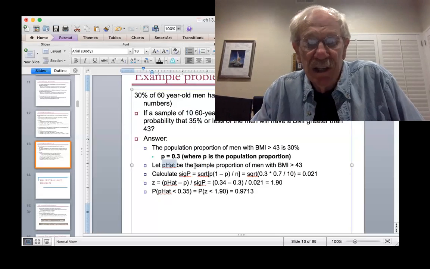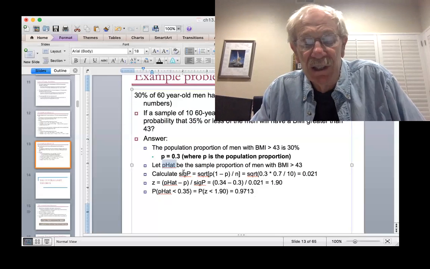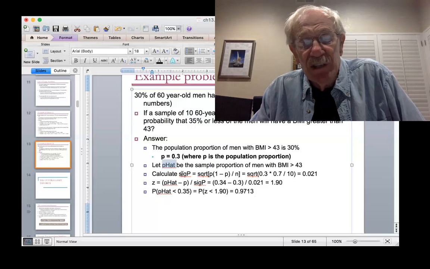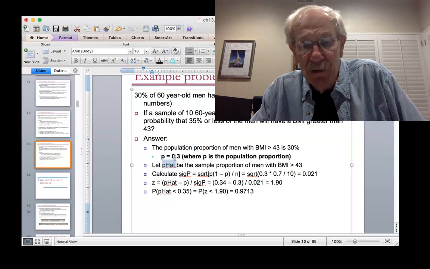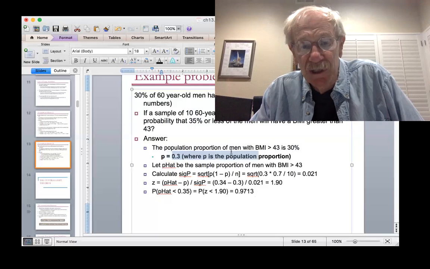Now I have to calculate my standard deviation. And the standard deviation when you're doing proportions is the square root of p, which was 0.3, the population proportion, times 1 minus p, divided by n, which was 10. So you throw those numbers in, 0.3, 1 minus 0.3 is 0.7, divided by 10, take the square root, and I get 0.021.